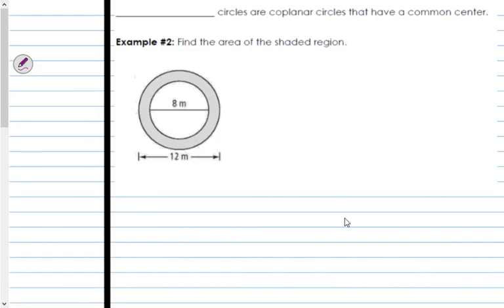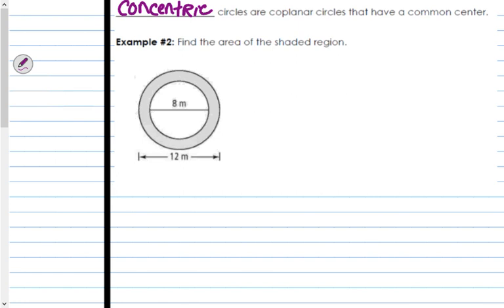Next up, we have blank circles are coplanar circles that have a common center, and that's the word concentric. We have 2 circles that are in the same plane, so they are in the same area and they share a common center. They're called concentric. They look like a circle on top of a circle. We're going to find the area of the shaded region. Well, the shaded region is that ring around it.